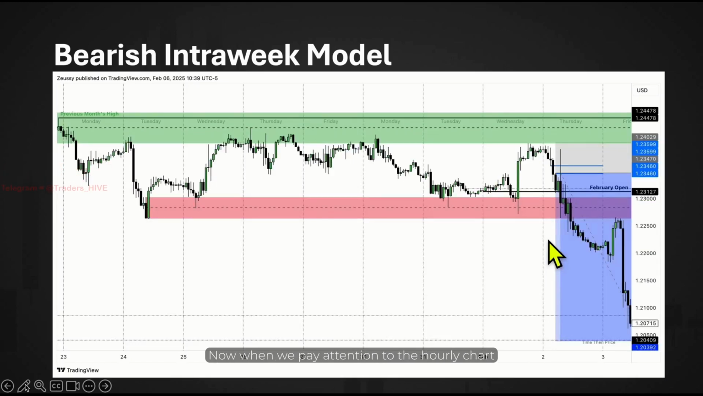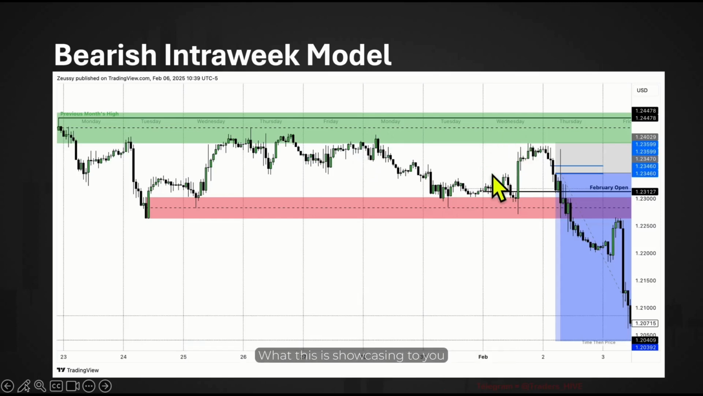Now, when we pay attention to the RU chart, what you can see is that I've annotated the previous month's high, and the market repriced into that higher time frame imbalance many times, where you can see that it repriced into it, rejected, repriced into it, rejected, and so on.